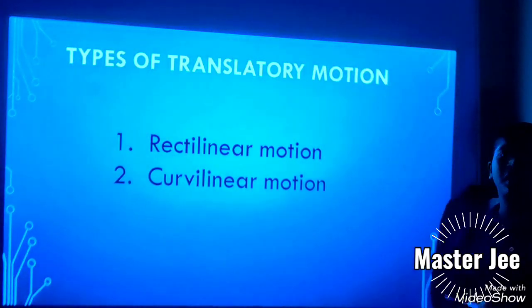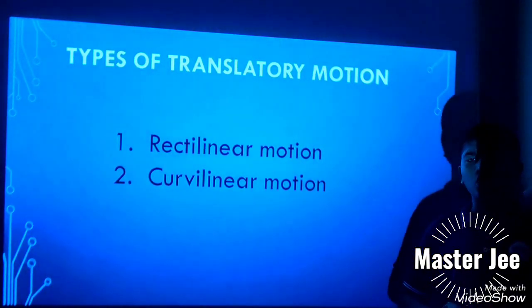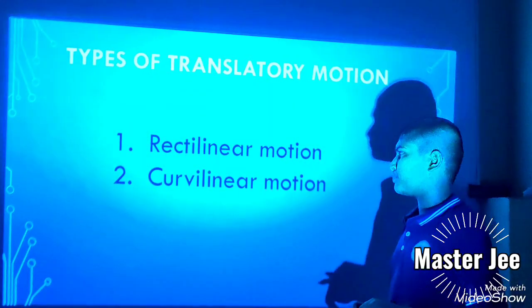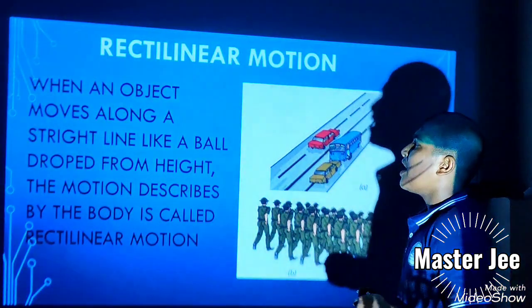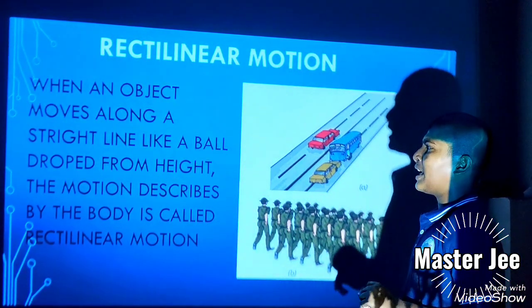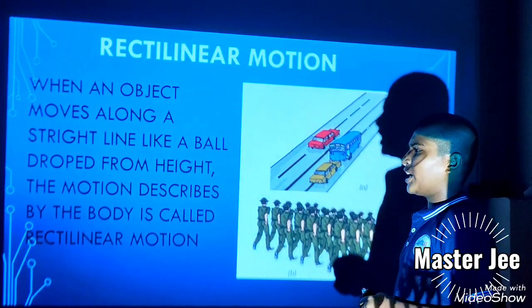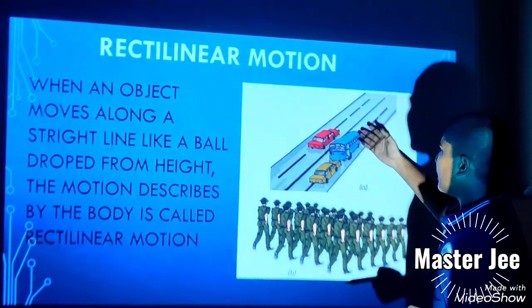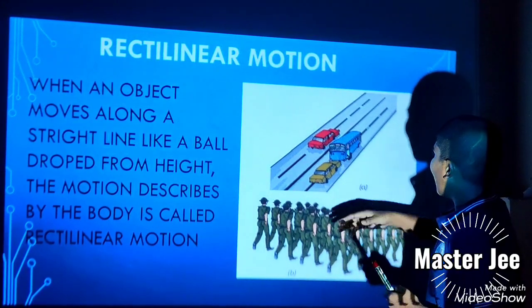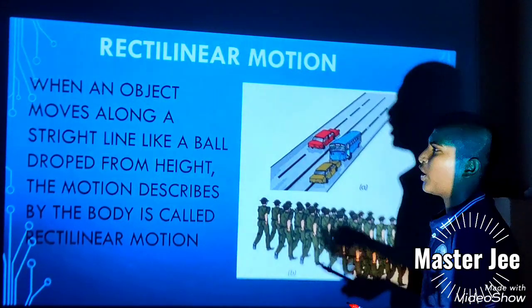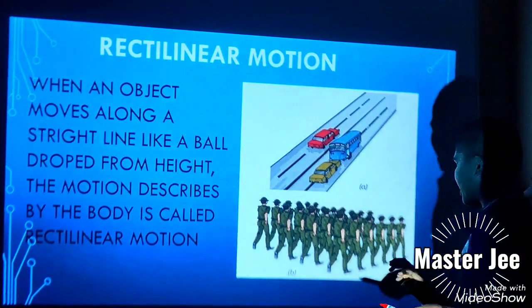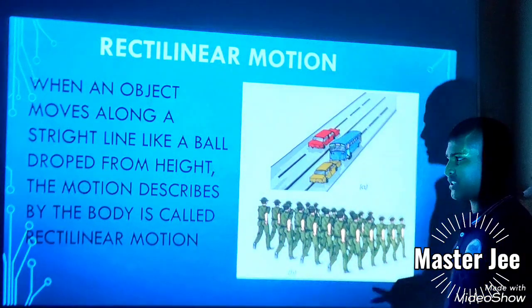Types of translating motion. Translating motions are divided into two, rectilinear and curvilinear. Number 1, rectilinear. When an object moves along a straight line, like a ball dropped from a height, the motion described by the body is called rectilinear motion. Here, a bus and a car are going in a straight line on a road. Here, the soldiers are doing a march past on a straight road.